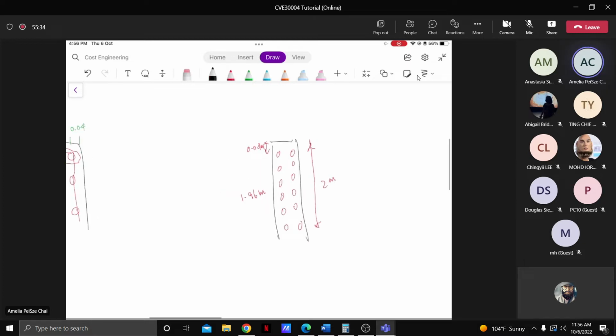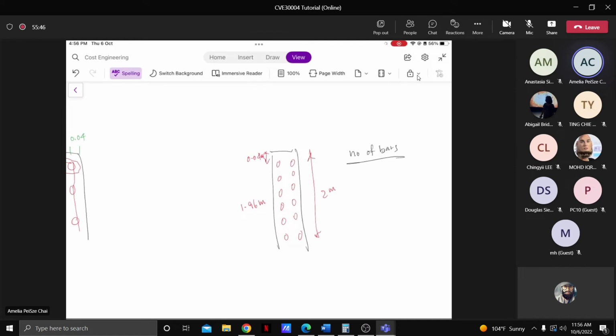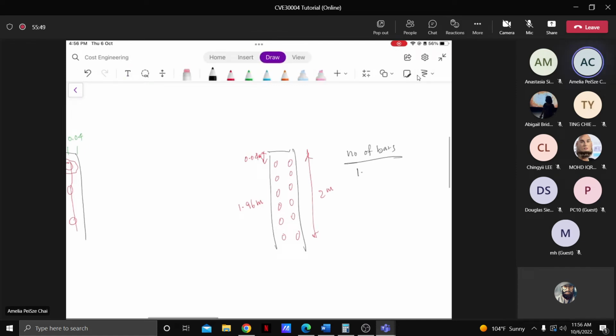So number of bar equals 1.96 divided by 0.2, you get 9.8 bars. So round it up to 10 bars.